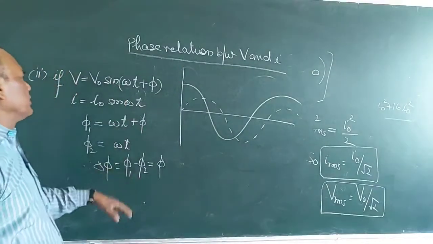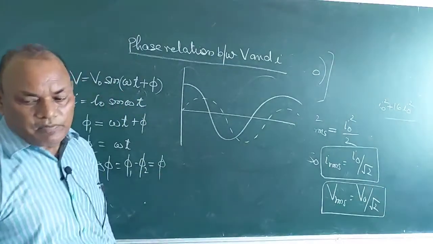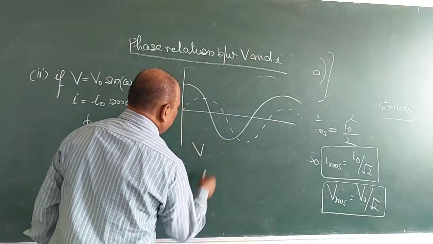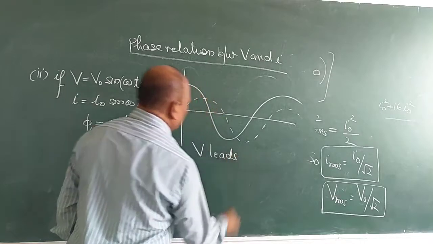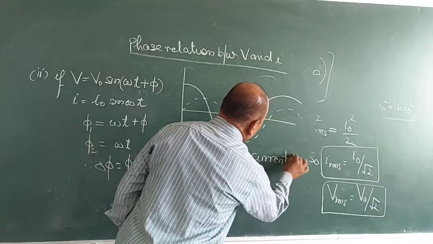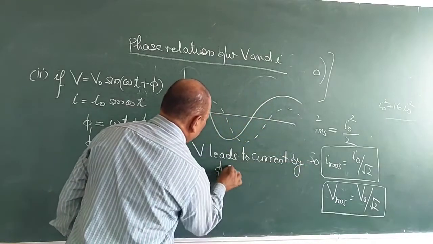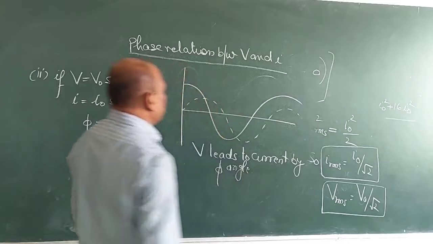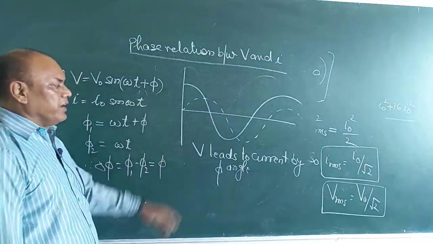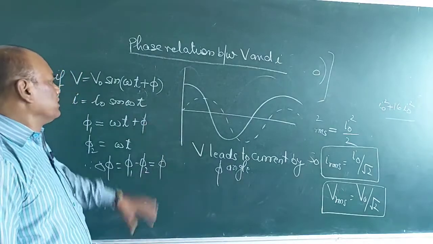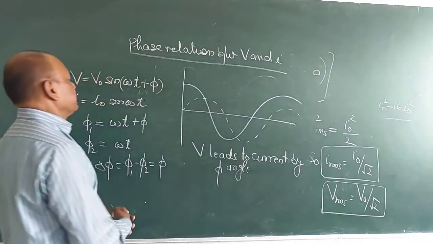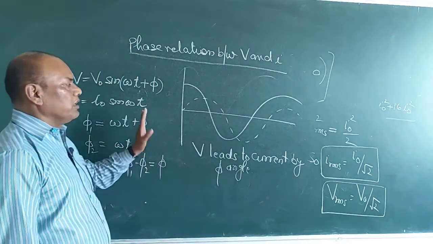So this relation shows that voltage and current are not in the same phase. And we can say V leads current by phi angle. This is plus phi, so we can say that this voltage leads the current by phi angle. So this type of relation shows that voltage and current are in different phases, but voltage leads the current.